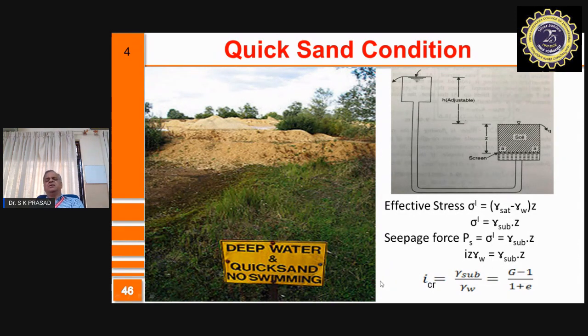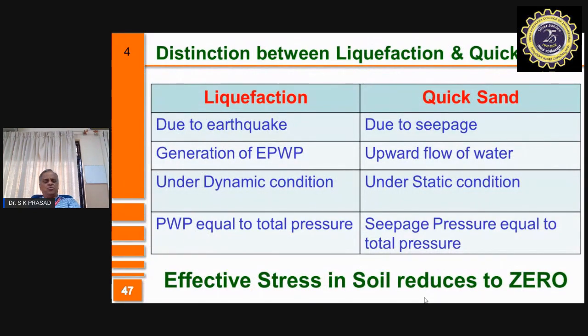Very easily, we can find out i critical. What is i critical? It is the hydraulic gradient in the critical state, when the system is in quicksand condition. In general, hydraulic gradient is H by L. So, friends, you should know that when the hydraulic gradient reaches the critical value, automatically the soil is in quicksand condition.